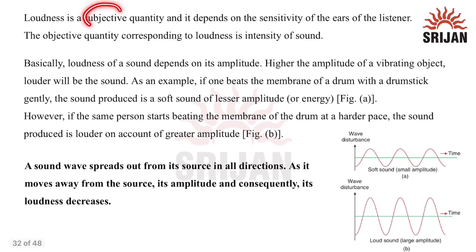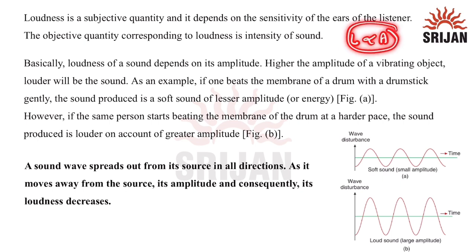Now, loudness is a subjective quantity and it depends on the sensitivity of the ears of the listener. The objective quantity corresponding to loudness is the intensity of sound. Basically, loudness of a sound depends on its amplitude. Higher is the amplitude of a vibrating object, louder is the sound, which means that loudness is directly proportional to amplitude.